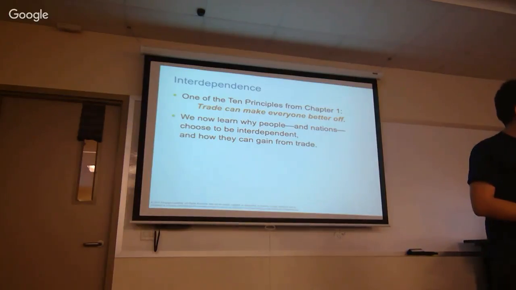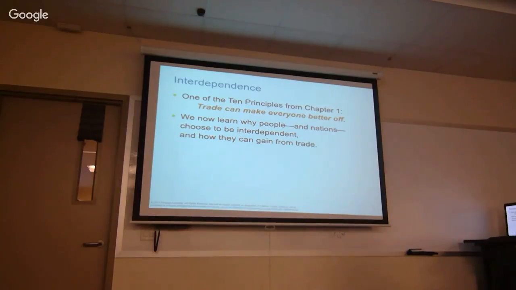So now we never killed a chicken before. Have you ate a chicken before? We have. Okay, so how did that happen? Because we trade. We pay somebody else to kill a chicken for us. So individually we trade. As a country, we also trade. Now let's see how trade can make everybody better off.